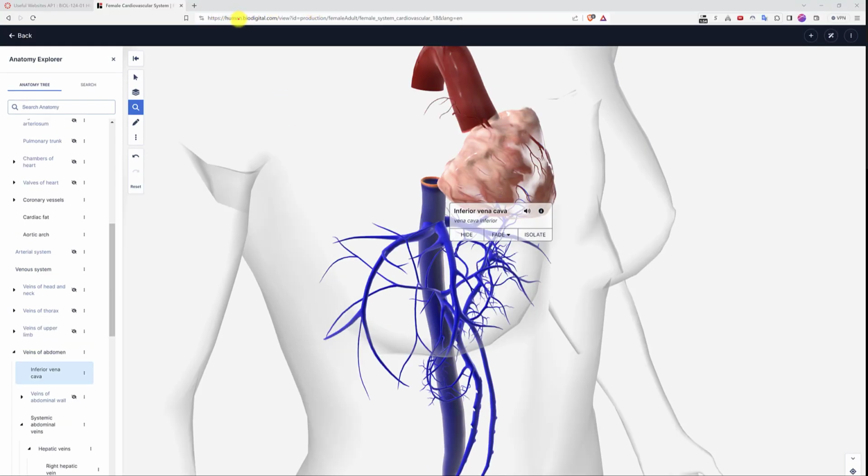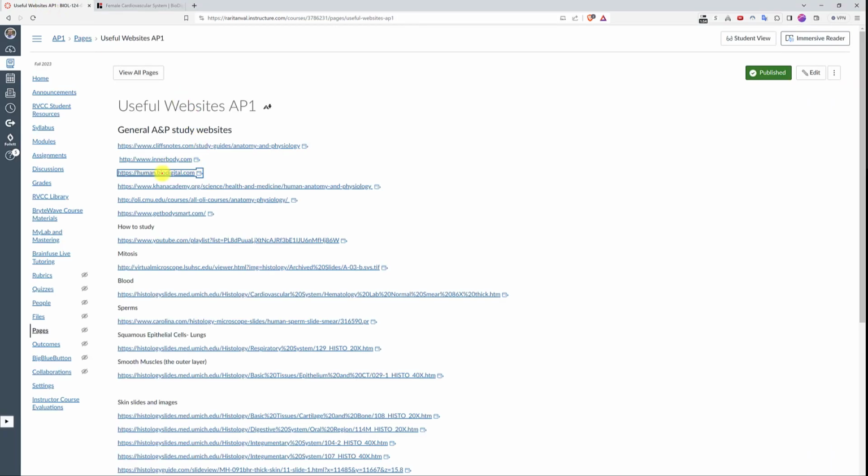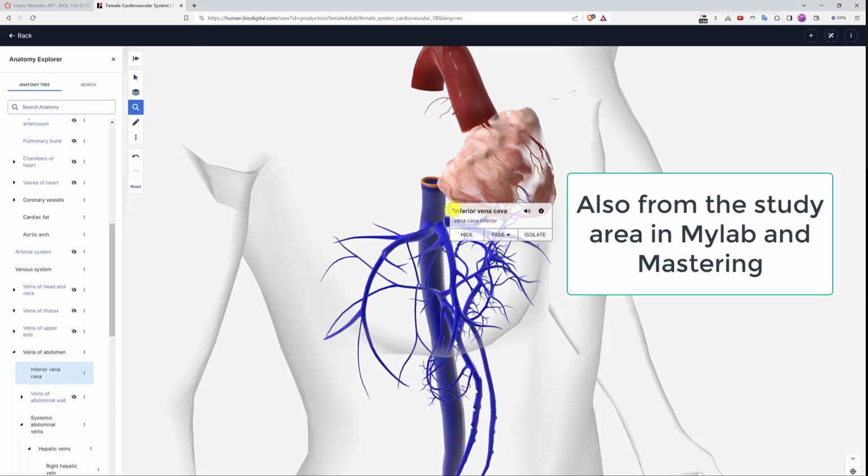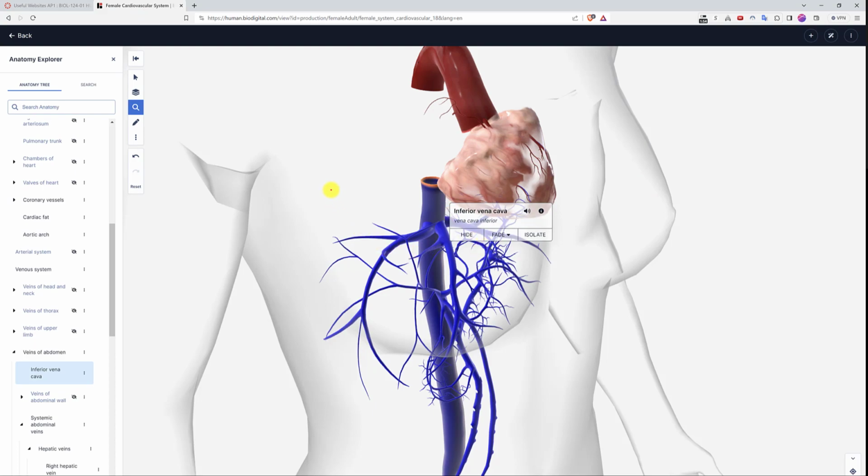Okay, you can access this website, humanbiodigital.com, from the useful websites in your Canvas. Okay, so this was for the hepatic portal system.